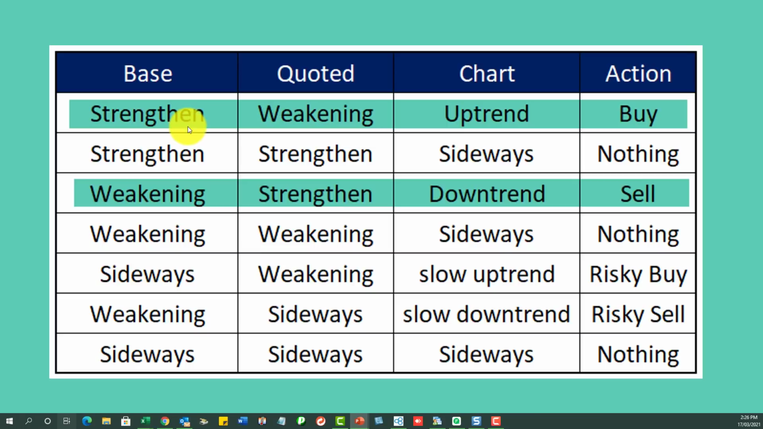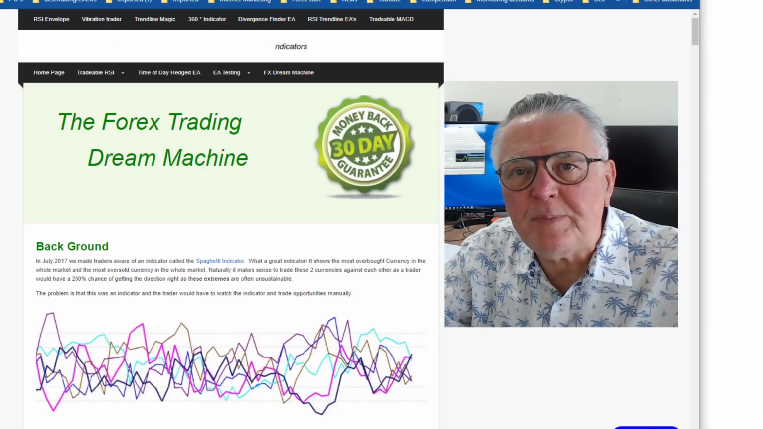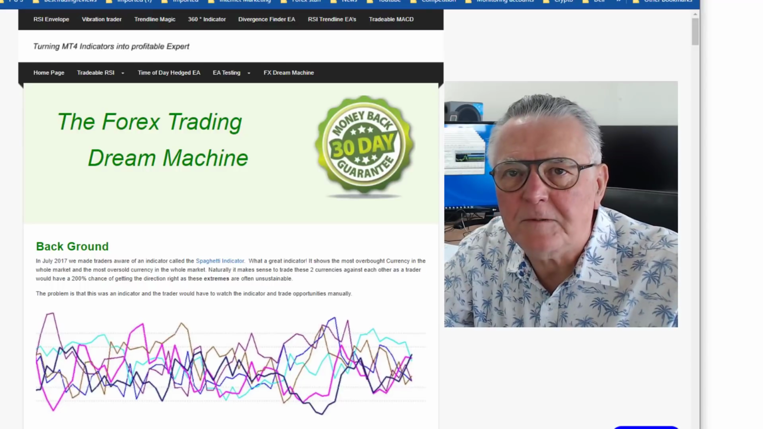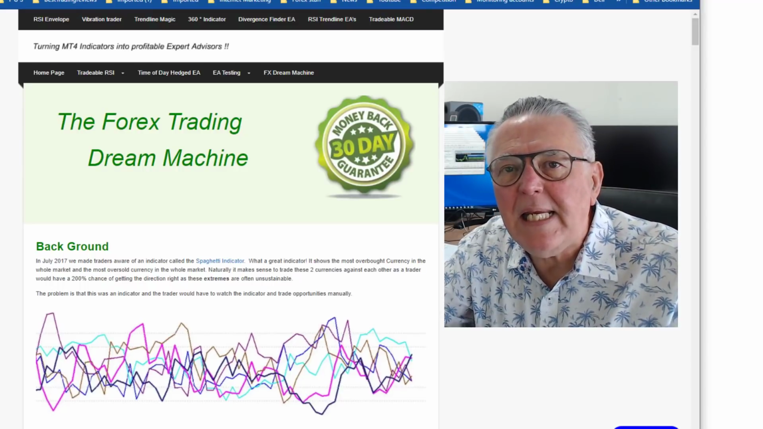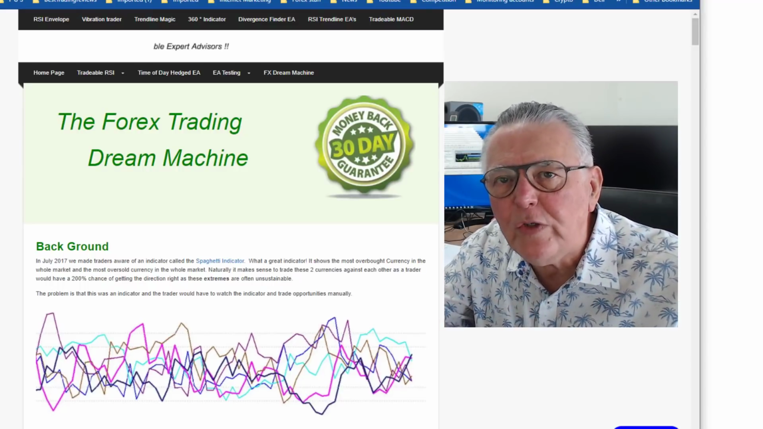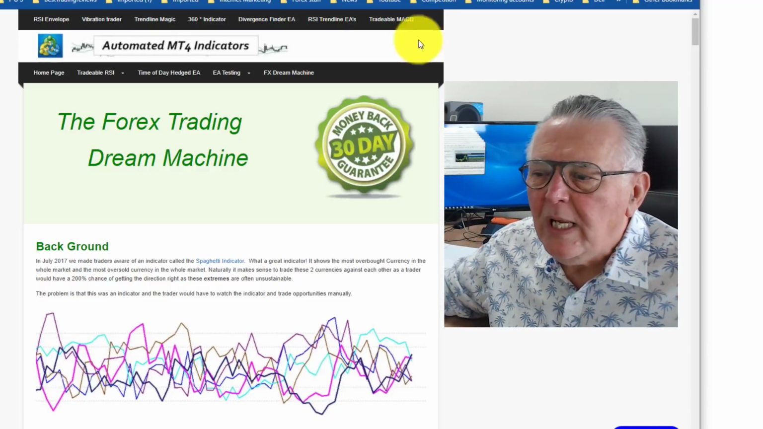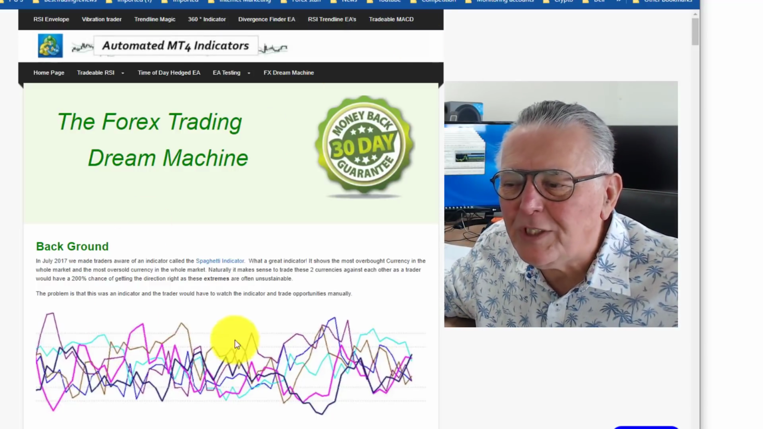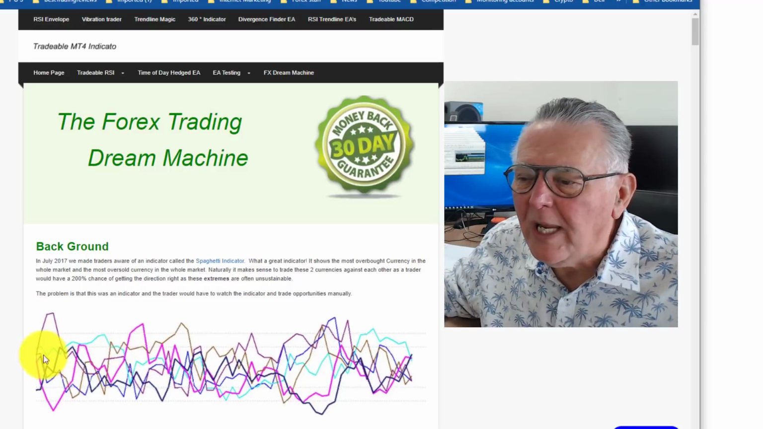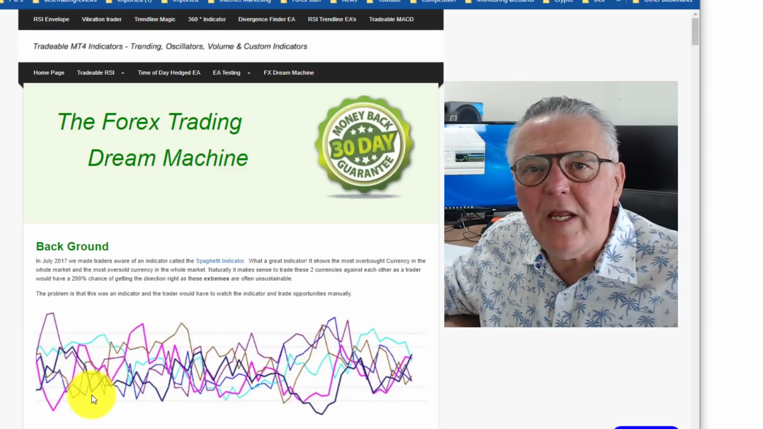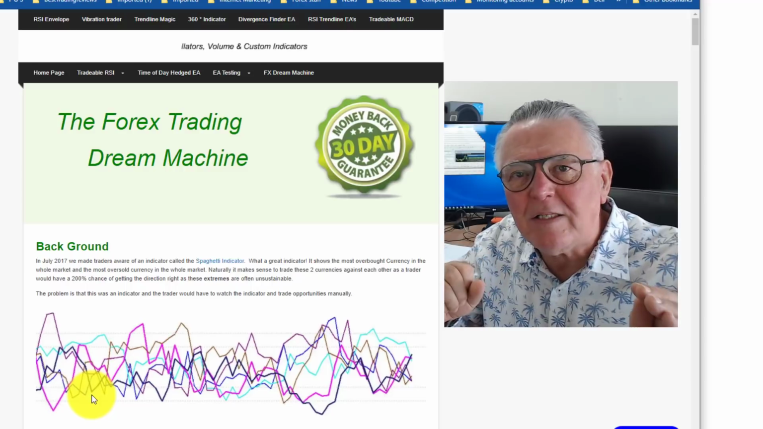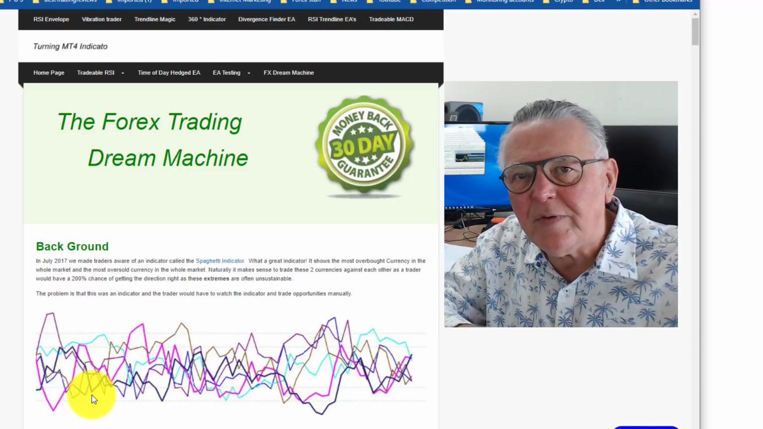And it might explain why some of your trades have failed and others have succeeded. Okay, so let's have a look at these principles playing themselves out in the market and how they are used in trading. So in this chart here, which looks like an extremely messy chart, these lines represent the strength of a particular currency or the weakness of a particular currency.